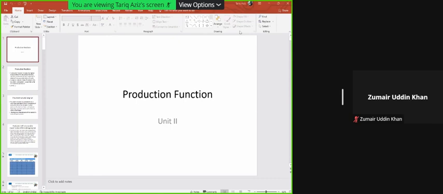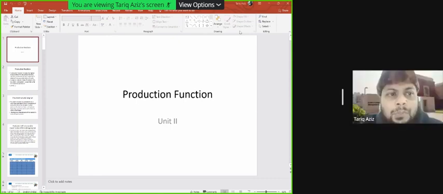So today's class we are going to discuss production function. In simple words, production function is the relationship between input and output.